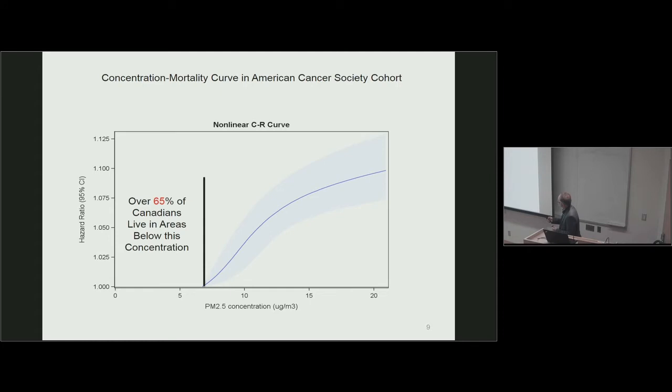However, for Canada, 65% of Canadians live in areas below this concentration. So here's a situation for us in Canada. What do we do in areas where we have many of our citizens living? Do we assume that there's no exposure response in that area and give no benefits to reductions there, or do we have to actually fill in knowledge in this lower area?